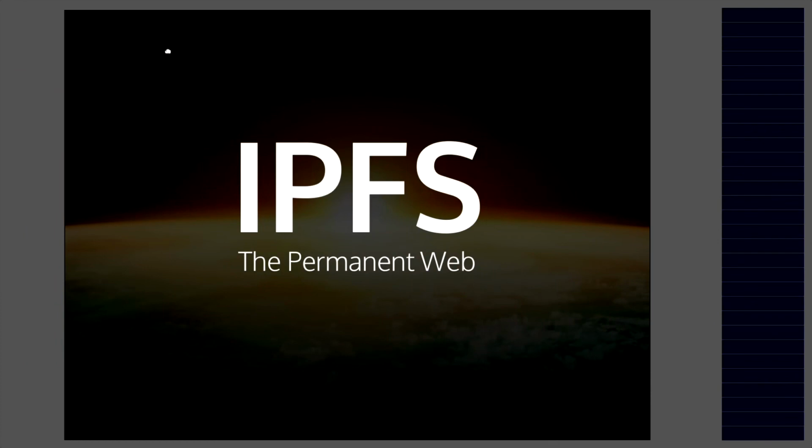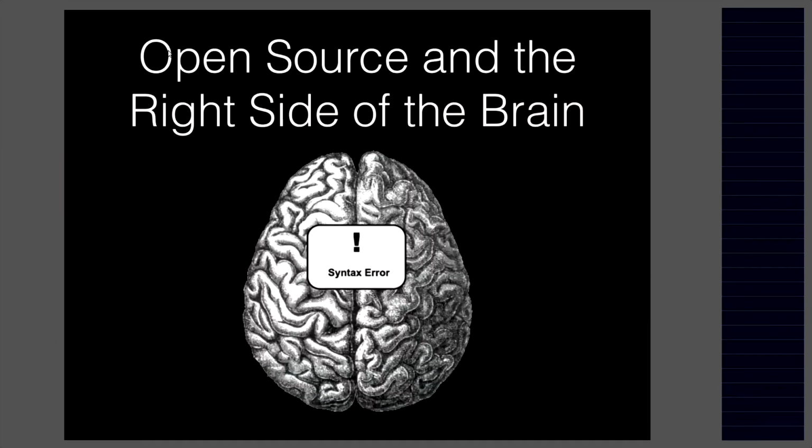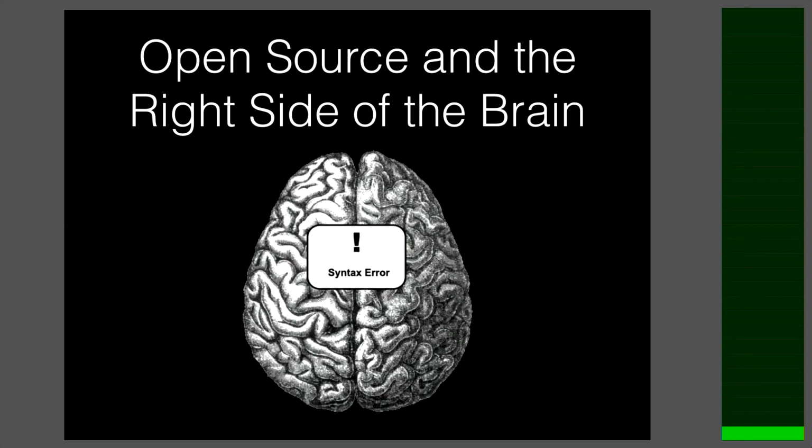Open source and the right side of the brain. No, this is not the one. Oh, that's it, yes. So we're going to spend a little bit of time talking about free and open source software and the right side of the brain, and in particular, how people with right brain competencies can interact with programmers and developers.